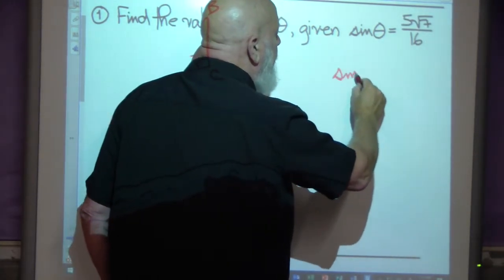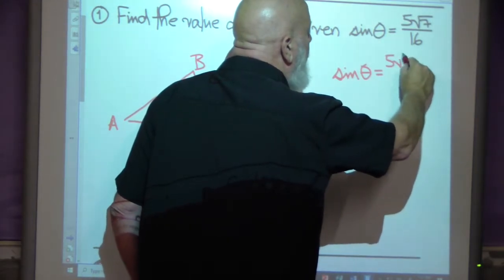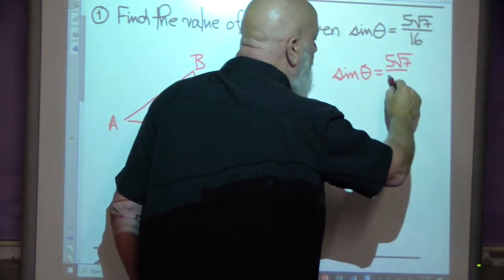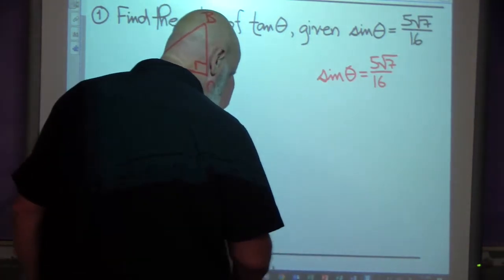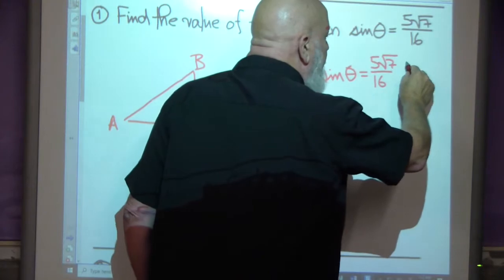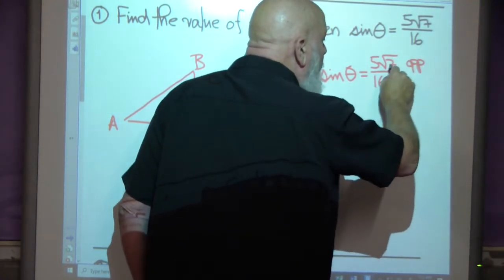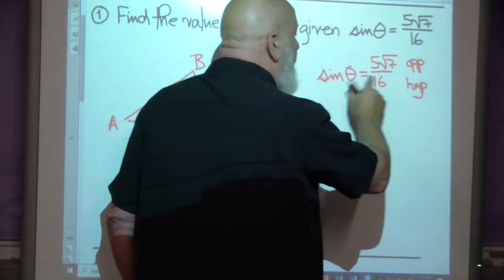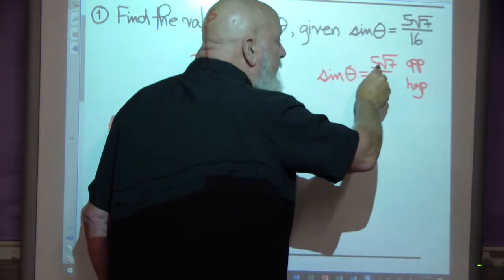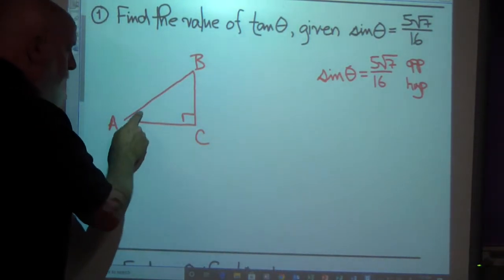If I'm told that the sine of theta is 5 radical 7 over 16, then within the context of a right triangle, the opposite side of theta over the hypotenuse from a perspective of theta will be 5 radical 7 over 16. So I'm going to call one of these angles theta. I'm going to call this one theta.